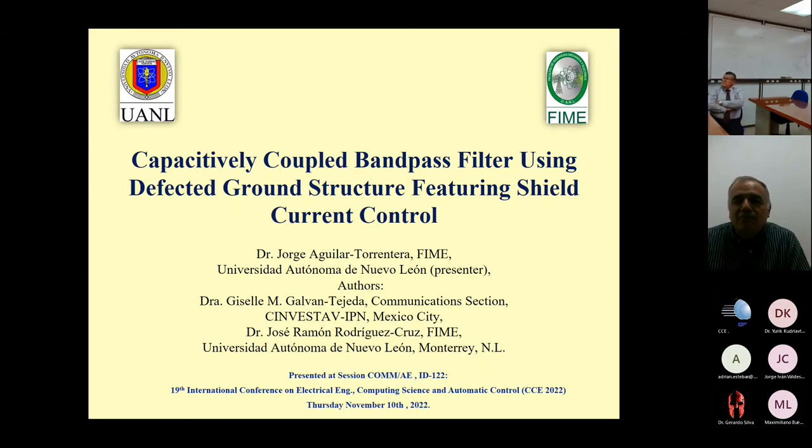It's entitled Capacitive Coupled Bandpass Filter Using Defected Ground Structure Featuring Shell Current Control. The co-authors of this work are Dr. Isabel Galvan, from the CIMBE staff, and Dr. Ramon Rodriguez, from Universidad Autónoma de Nuevo León.